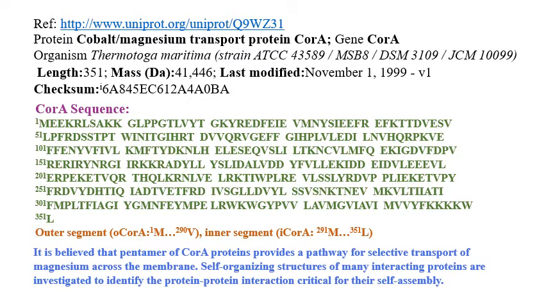CorA protein consists of 351 residues. Residues 1 to 290 constitute the outer segment and the remaining residues 291 to 351 form the inner segment of the protein. A pentamer of CorA proteins embedded in membrane is believed to provide a pathway channel for selective transport of magnesium across the membrane. A crowded membrane is complex to model. Therefore, it would be interesting to investigate self-organizing structures of interacting proteins to assess the effect of protein-protein interaction before attempting to incorporate other constituents.